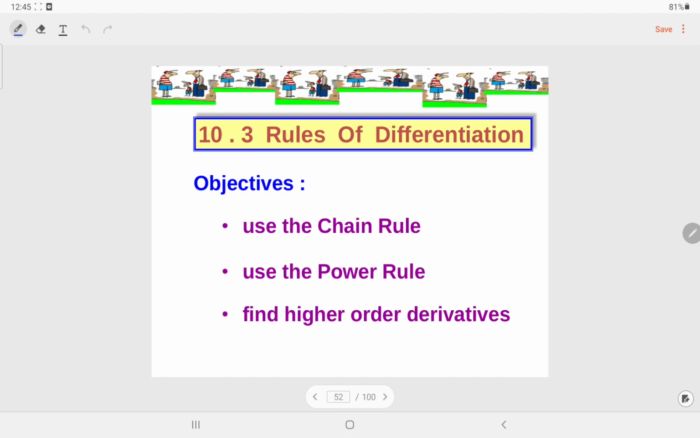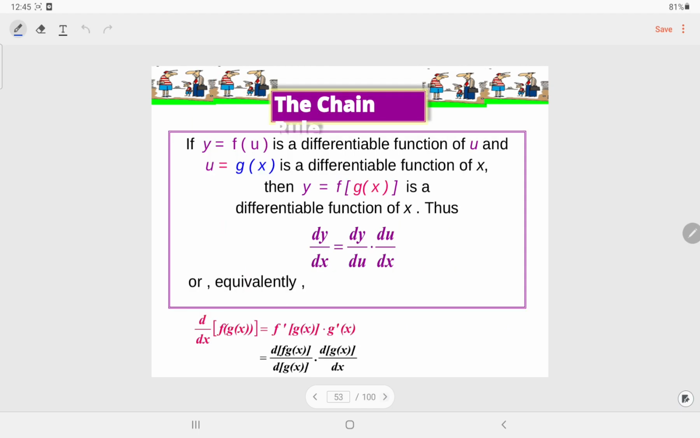Okay, now the next rules of differentiation by using the chain rule, the power rule, and to find the higher order derivative. For the chain rule, if y equal to f of u is a differentiable function of u and u equal to g of x is a differentiable function of x, then y equal to f of g of x is a differentiable function of x.